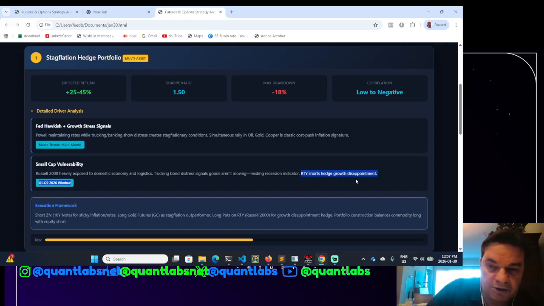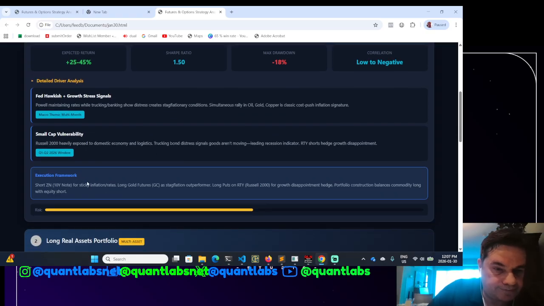So this is the RTY, the Russell shorts, a hedge on growth disappointment. So again, here you can roll it out, not just for this quarter, but out into quarter 2 for this year. So this is a long-term trade. This is very interesting. So what are we going to do? We short 10-year notes, ZN, for sticky inflation.